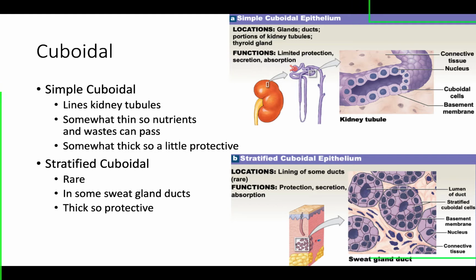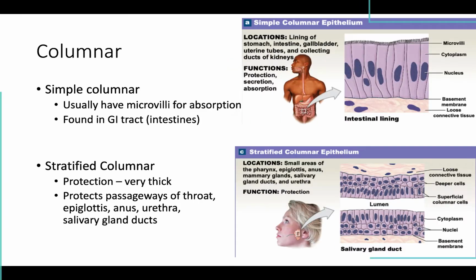We don't see these many places. This is a cross-section of one of the sweat gland ducts. So it's a cross-section, and you can see all of the cells in there look very cuboidal. They look like cubes, and there's more than one layer of those. So that's stratified cuboidal. Okay, it's thick, 2 layers, so it's protective.